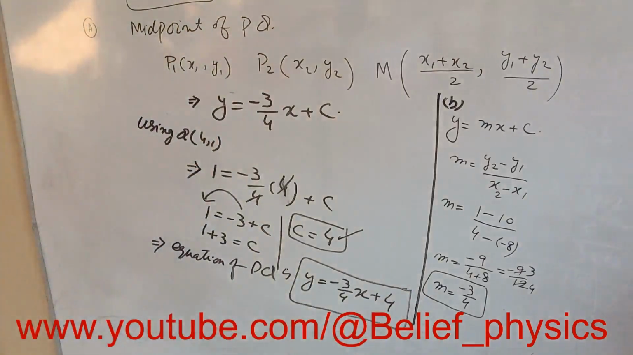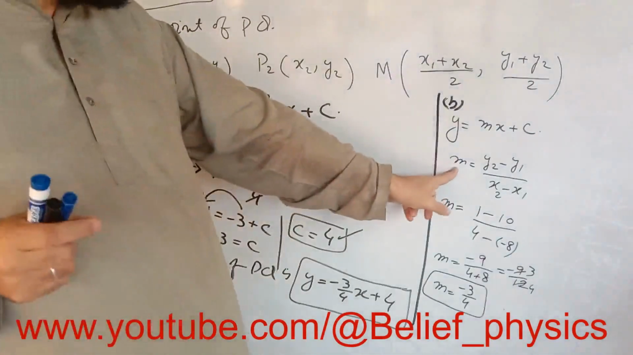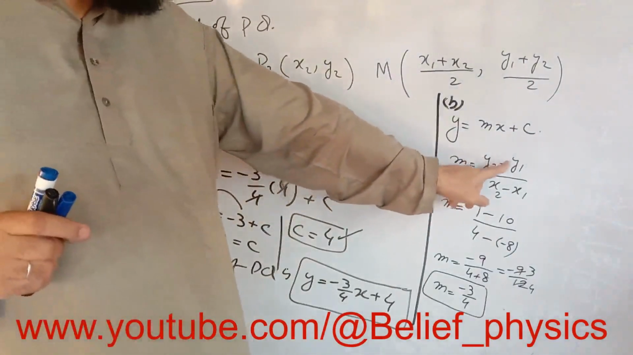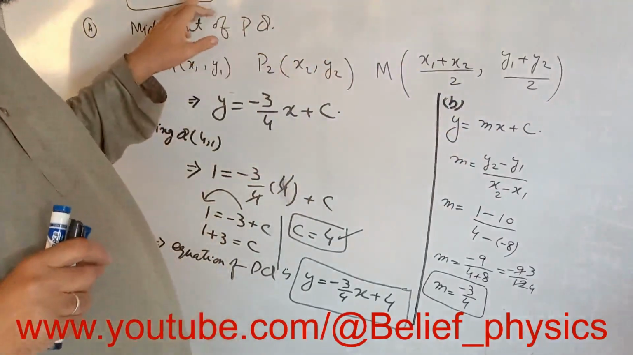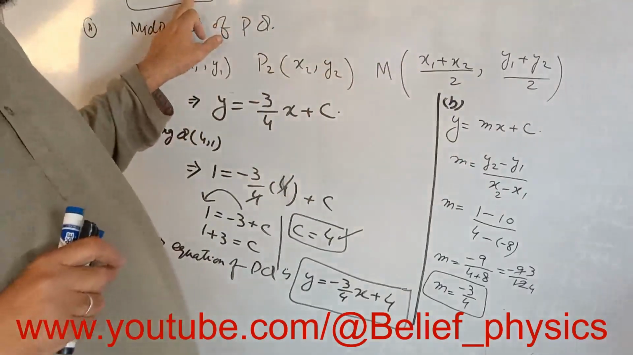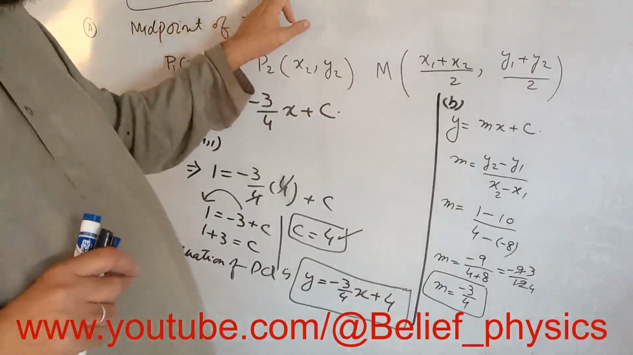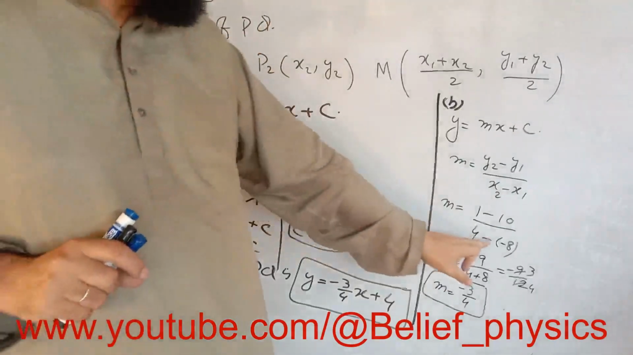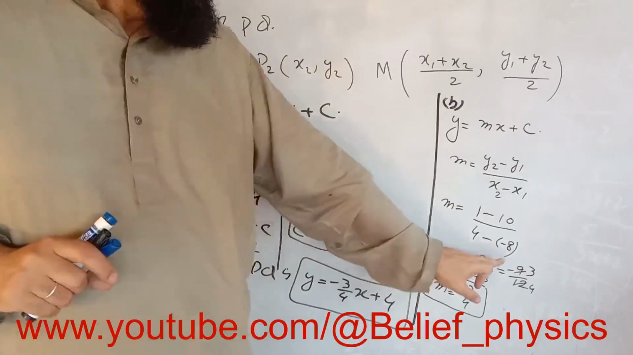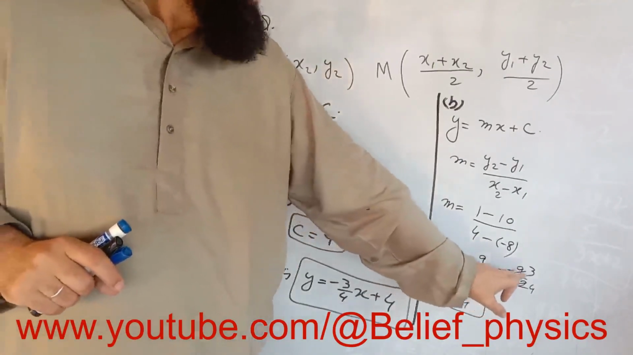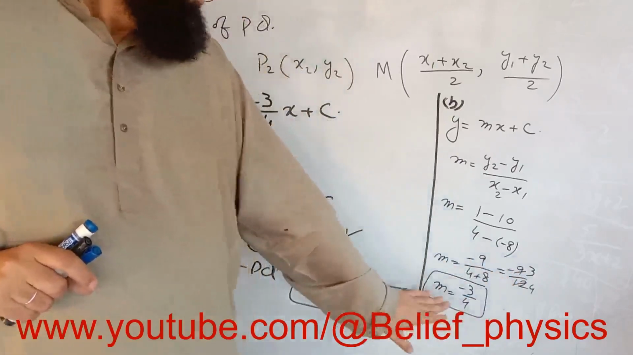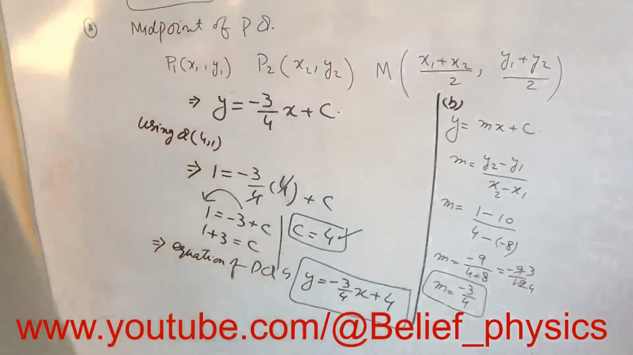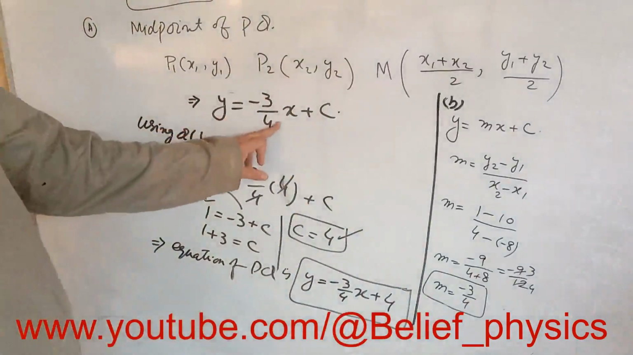We have replaced, first of all, we used m. We find m using this formula y2 minus y1 over x2 minus x1. So here this is y2, this is y1, so it becomes 1 minus 10 over x2 is 4, x1 is minus 8, so 4 minus minus plus, so 4 plus 8. This becomes minus 9 over 12. We simplified with table of 3, 3 3s are 9, 3 4s are 12, so m is equal to minus 3 over 4.